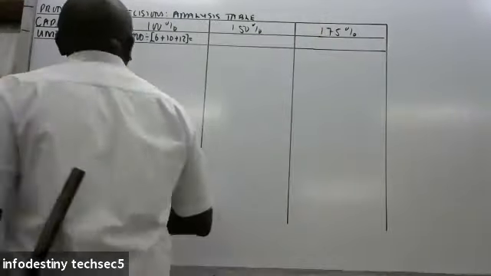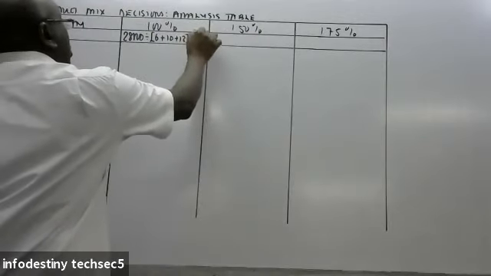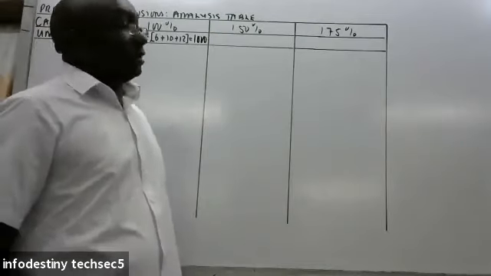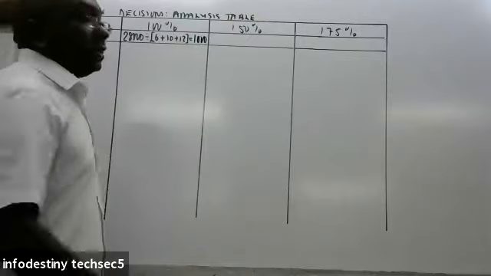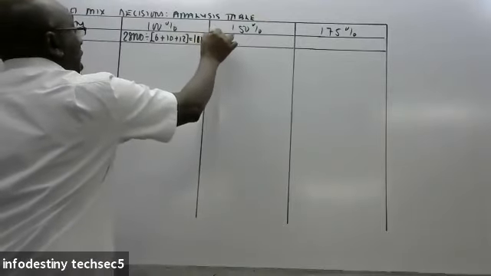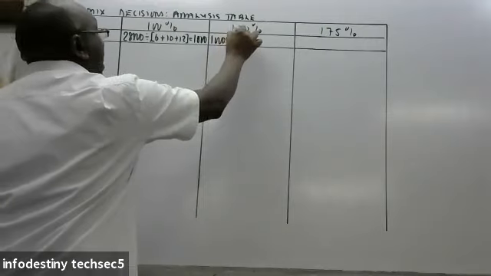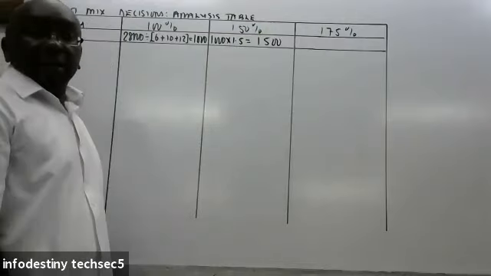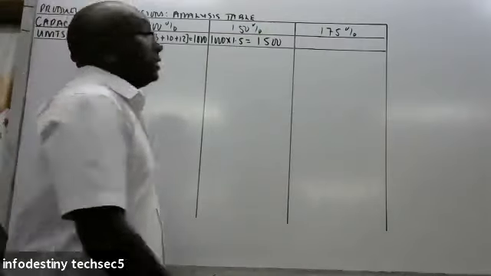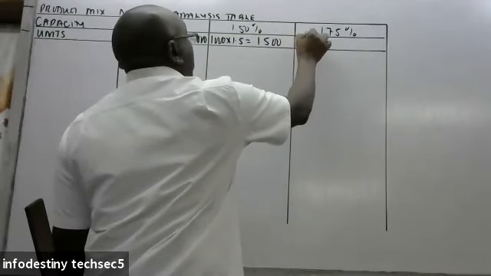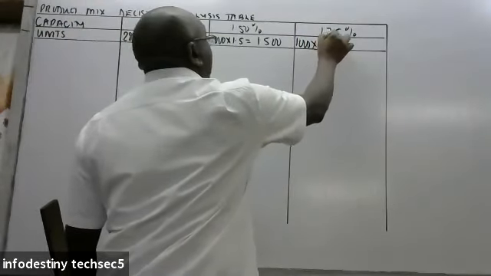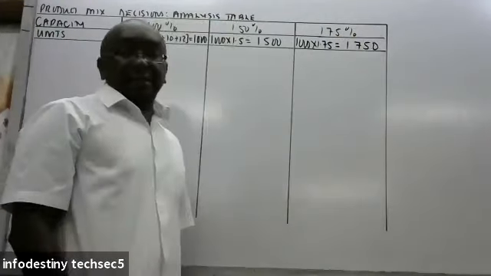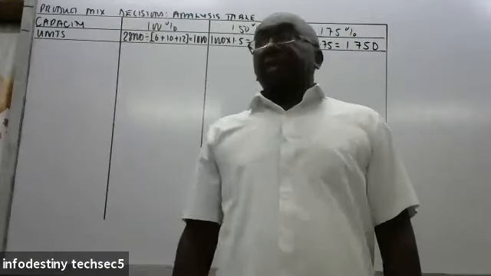Yes, Jared is telling me 1,000 units. Good, I can see the 1,000 coming very fast. So now tell me 1,000 multiplied by 1.5 will be 1,500 units. Those are the units at 150%. Then 1,000 multiplied by 1.75 will give us 1,750 units.